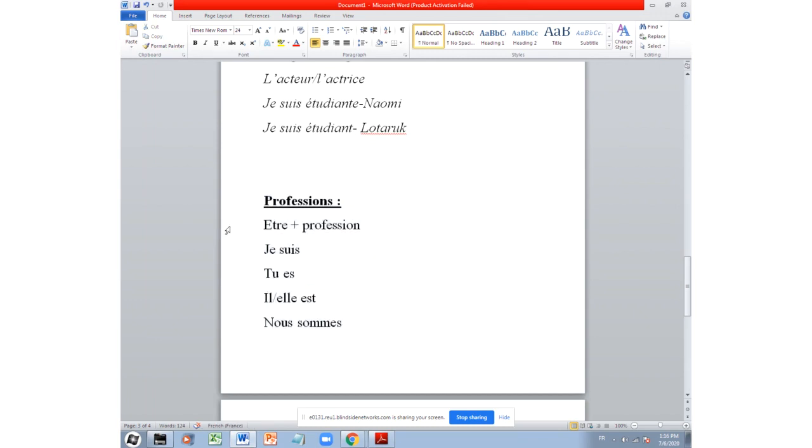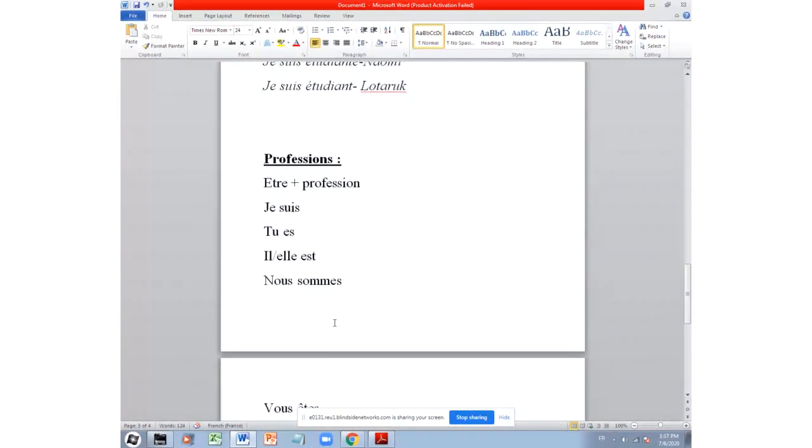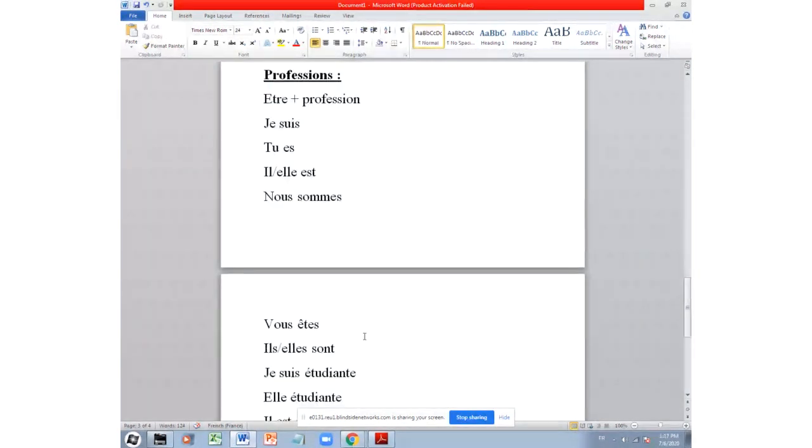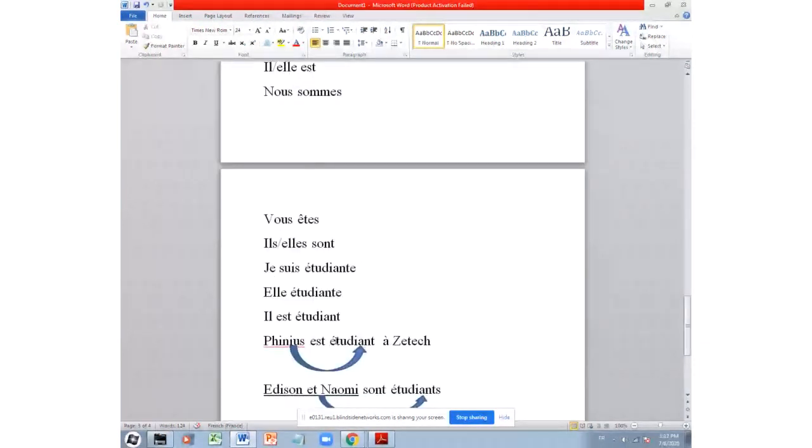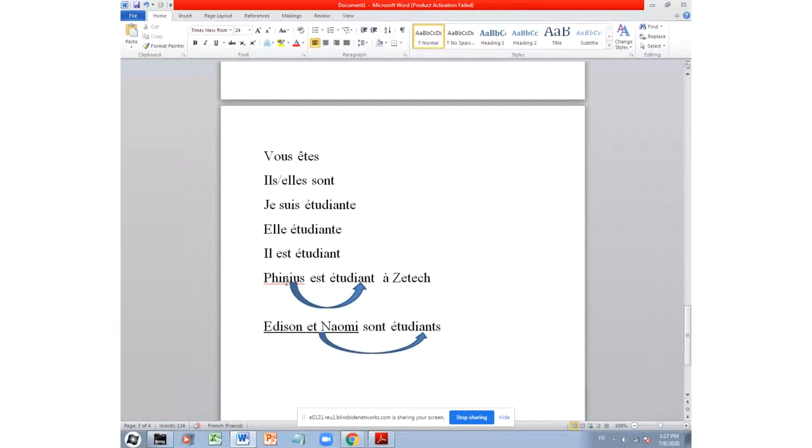So basically, I was saying that to form a profession, it is always accompanied by the verb être. So you conjugate this verb in the present: je suis, tu es, il est, elle est, nous sommes, vous êtes, ils, elles sont. I've given you examples and illustrated how they have to agree. If the subject is masculine, then the profession must also be masculine. If it is plural, of course, the profession must also be in the plural form. So I believe that is understood, okay?